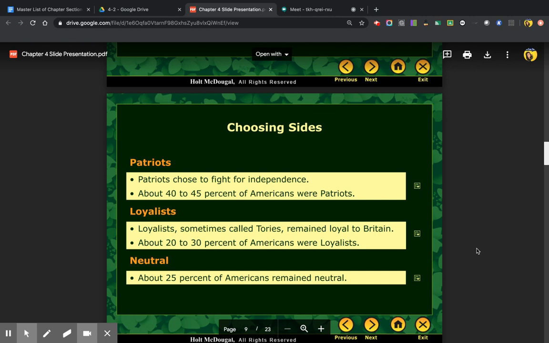So a lot of colonists actually didn't want to separate from Great Britain. About 20 to 30% of colonists were loyalists, 40 to 45% were patriots, and the rest were neutral, which means they didn't want to choose a side. Now, some famous loyalists that I just want to tell you guys about real quick. You had Thomas Hutchinson, the great-great-grandson of Anne Hutchinson. He was the governor of Massachusetts after British General Thomas Gage.